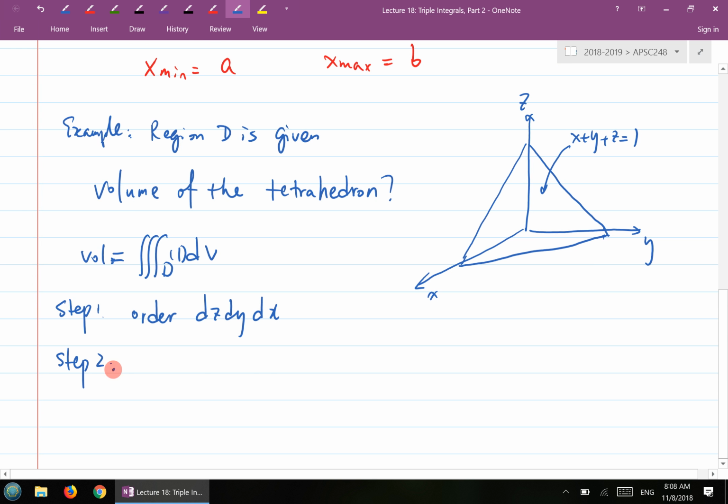is, once you've decided on the order, you need to sketch the shadow of this object, the region D. You sketch the shadow in terms of the last 2 variables, so in the xy plane in this case. Shadow basically means you project into the plane, vertically. So in this case, my shadow will definitely be the bottom triangle here. So once we've decided these 2 steps, the shadow in the xy plane.